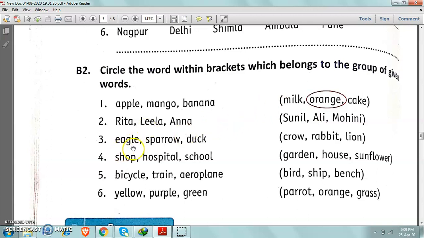Number 3, eagle, sparrow, duck. These all are birds which can fly. See now here, rabbit, lion. They cannot fly and they are not birds. So we will put a circle on crow.